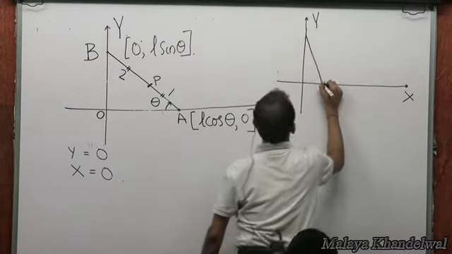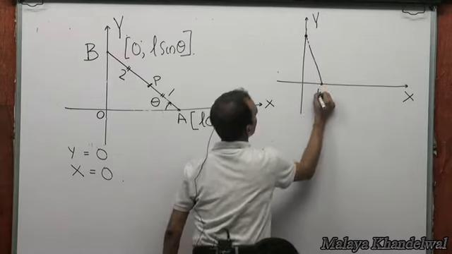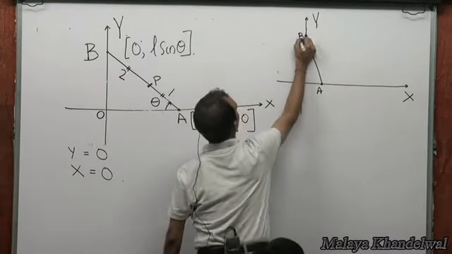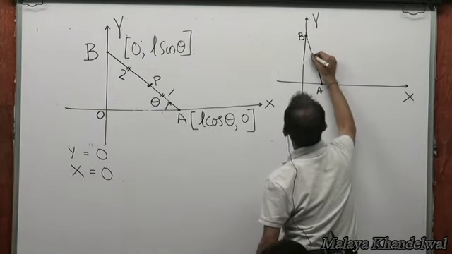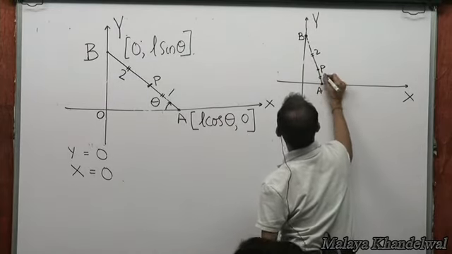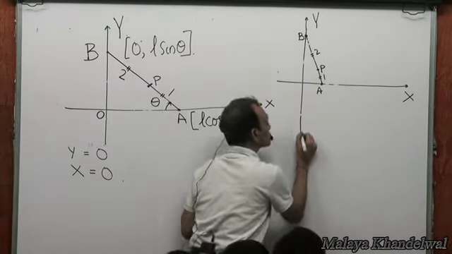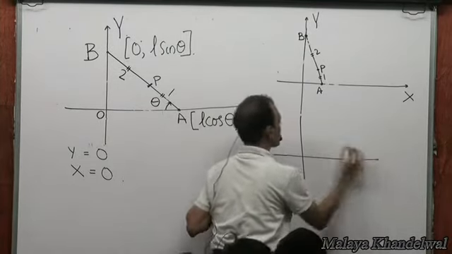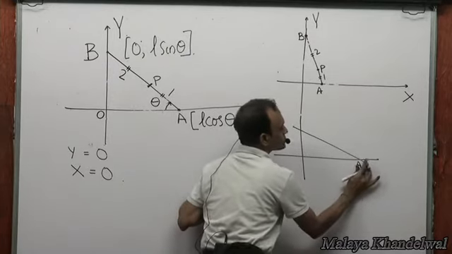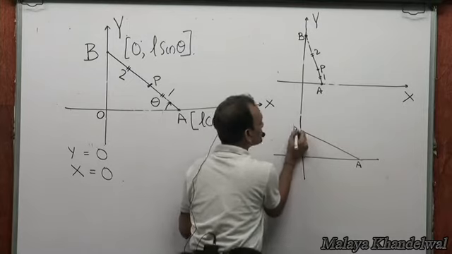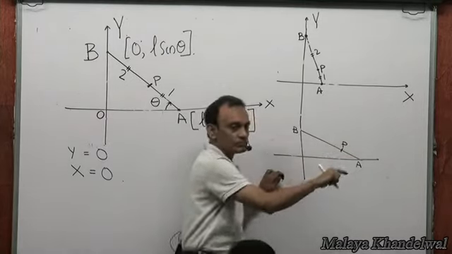Now, say if this was the position of the ladder, the point A was here, the point B was here. The point P would have been somewhere here, dividing it in the ratio 2:1, right? Now, if the ladder was sliding, this is where A comes, this is where B comes. P moves to another position, the coordinates of P will change, right?